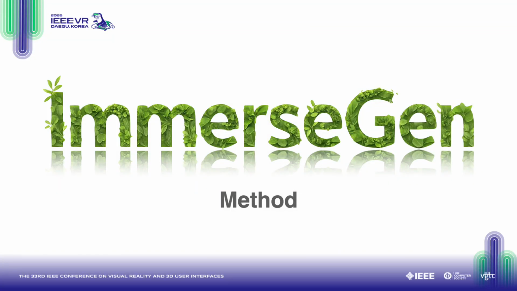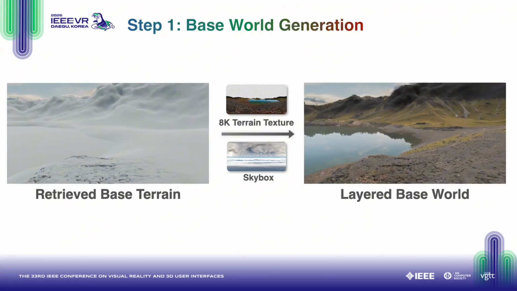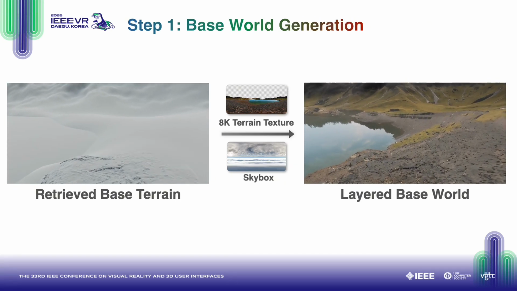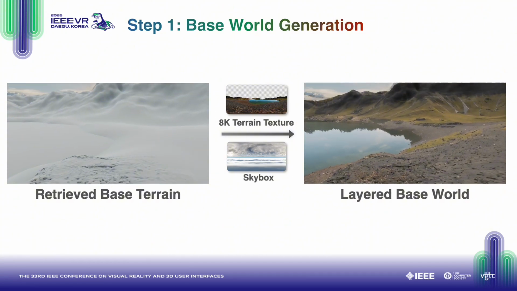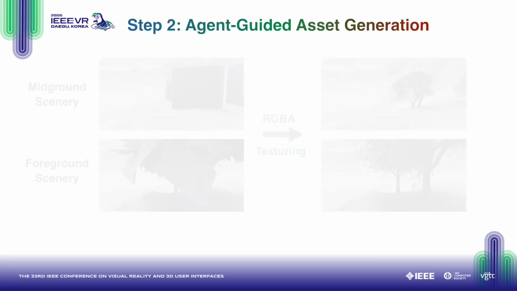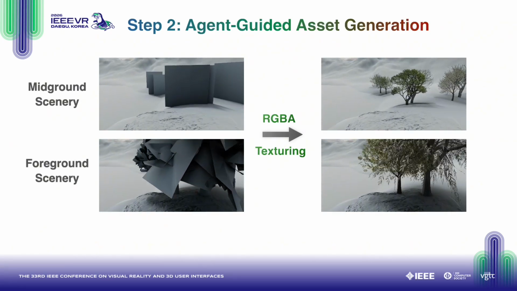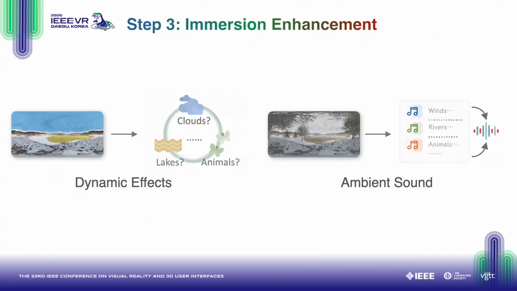Next, we explain how ImmerseGen creates the world. First, we create a layered base world using terrain-conditioned texturing on the retrieved base terrain, which produces 8K terrain texture and skybox, transforming the raw mesh into an immersive textured landscape. Second, we enrich the base world by adding diverse generated assets. We determine asset templates, prompts and placement with several VLM-based agents, and synthesize midground and foreground scenery with RGBA texture synthesis, which coherently adds scenery to the base world. Finally, we enhance multimodal immersion by adding dynamic effects and synthesizing ambient sounds.